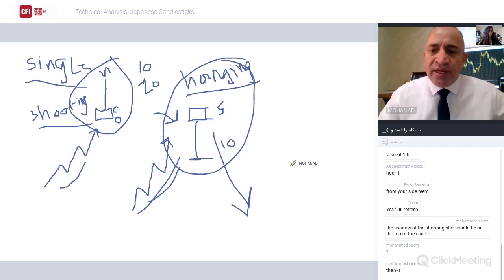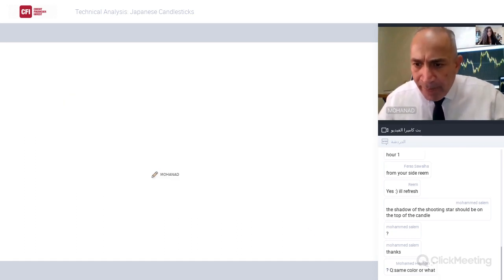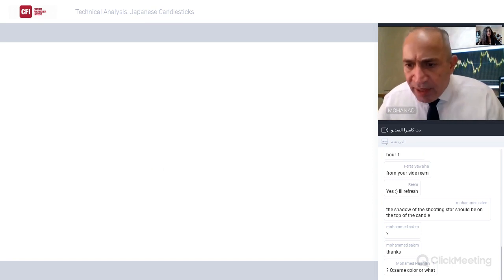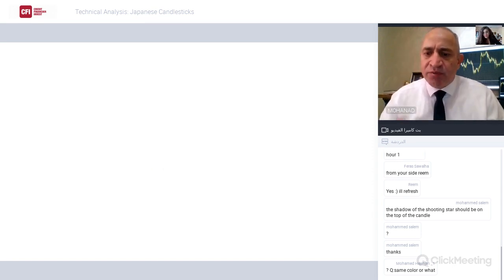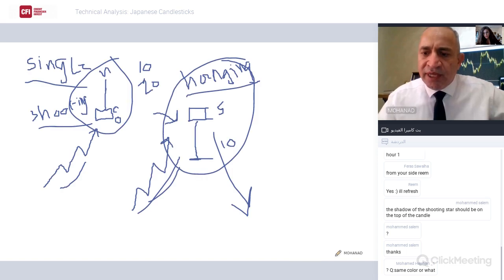Okay. Let us start with the reversal pattern. We saw them at the end of the downtrend. The color doesn't matter, Muhammad. It can be black or it can be white. We don't care about the color of the body of the candle, whether it is black or white. We just care about the length of the tail compared to the length of the body of the candle.